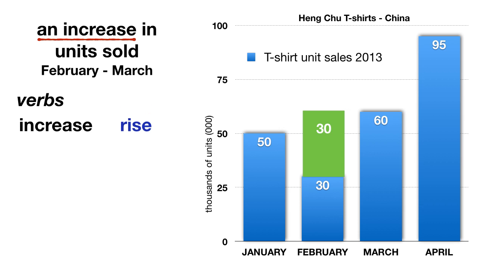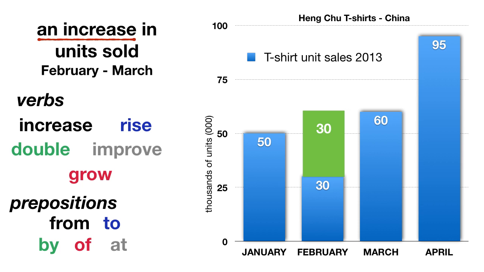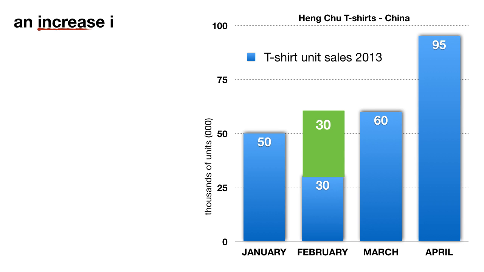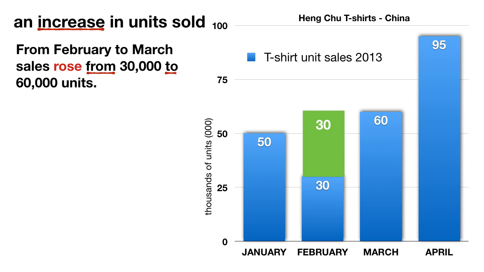Here are some verbs which we use, including to increase, rise, double, improve and grow, and the prepositions are the same as when we are describing a decrease. Here are 4 sentences to describe this trend from February to March.